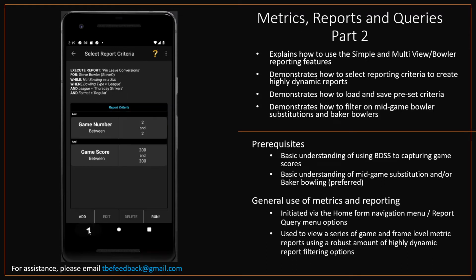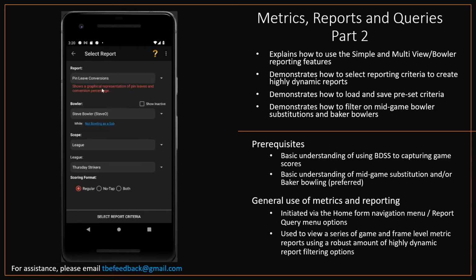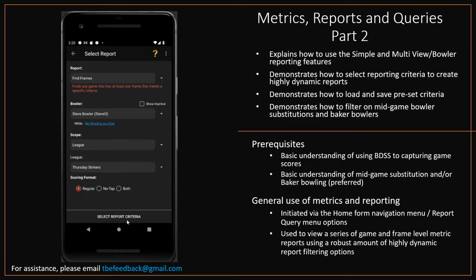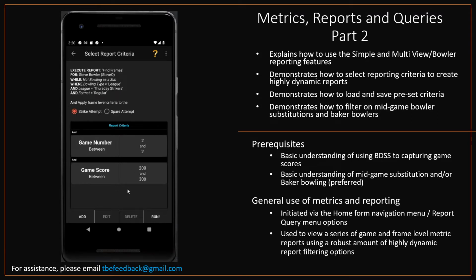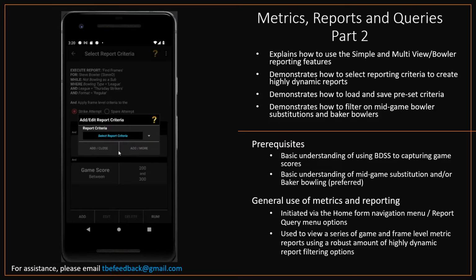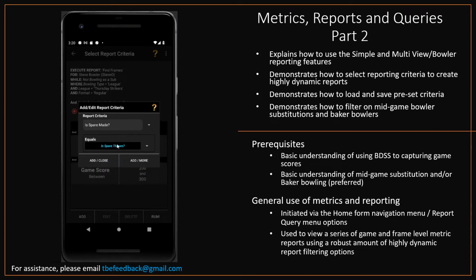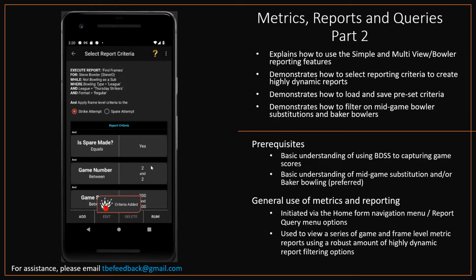And let's go back to select report. Now let's take a look at the Find Frames report. Click select report criteria. We're going to keep the same criteria, but I'm going to add another rule, and it's going to be on is spare made. I'm going to choose yes and close the report. So it's only going to bring back frames where the spare was made for game number two, where game scores were between 200 and 300. I'm going to click run.